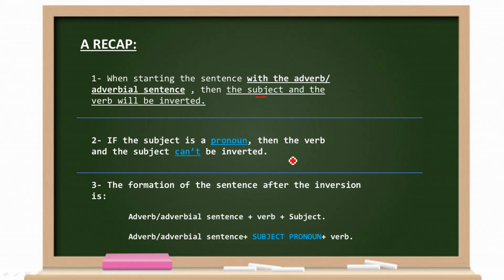Last one, the formation of the sentence after the inversion is the general rule or formula: adverb or adverbial sentence, ظرف أو جملة ظرفية, then we have الفعل, then we have الفاعل. But in case we have an adverb, ظرف مكان, جملة ظرفية, then we have the subject pronoun. إذا كان الفاعل ضمير فإنه يسبق الفعل. In this case, the subject of the sentence is not a pronoun. في هذه الحالة تم تقديم الفعل على الفاعل لأن الفاعل هنا ليس بضمير, ولكن في هذه الحالة الفاعل هو ضمير, فبالتالي يسبق الفعل.